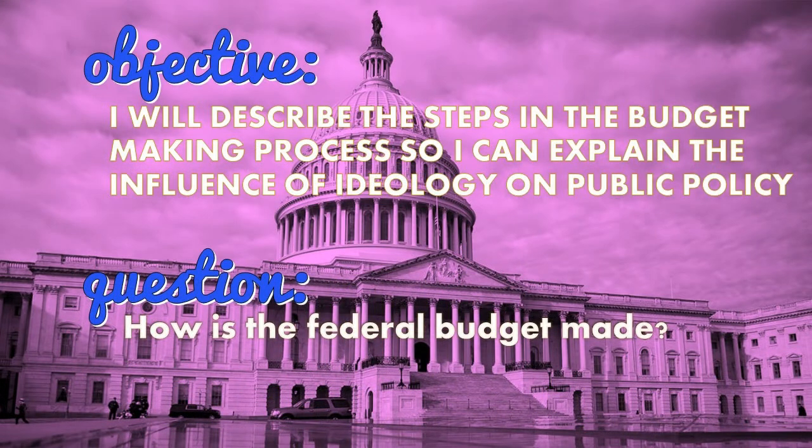Today's objective is a lot like the policy-making process, but we're just going to focus on the budget-making process. We're going to look at the different steps here, and same thing, we're going to be able to eventually explain how the different ideologies influence public policy making. So today we'll focus on answering the question, how is the federal budget made?